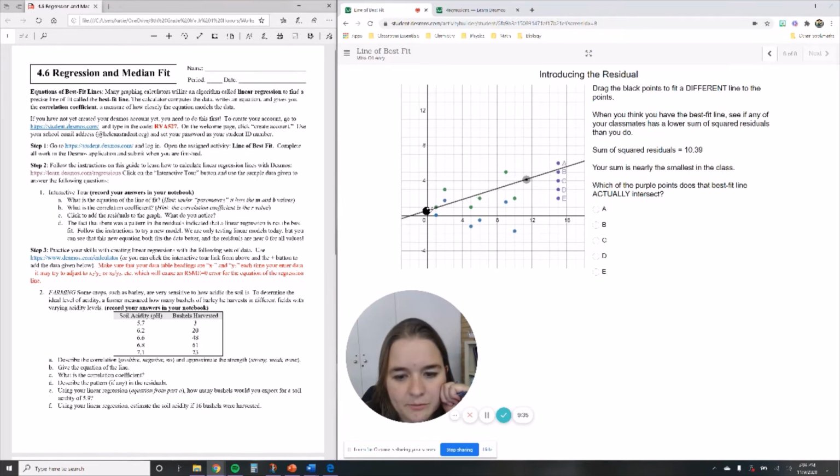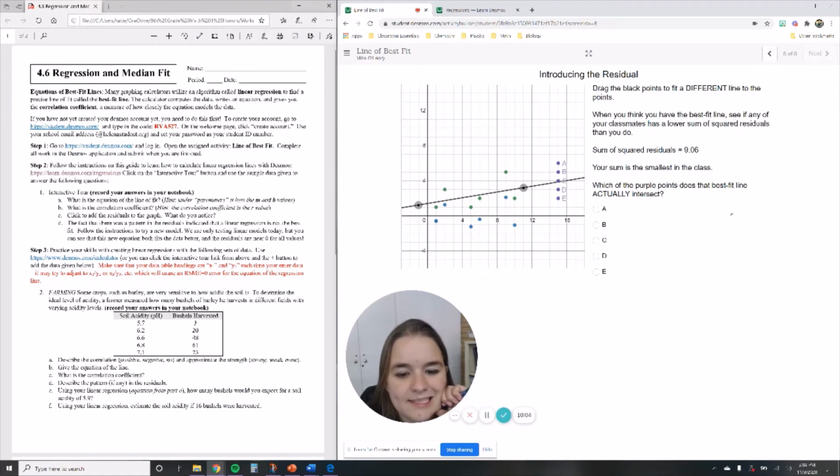I can drag either point here. Oh, it's getting smaller. If I take a look at those blue dots there, my residuals are moving, and I want them to be as close to 0 as possible, because when I square values that are close to 0, I'm going to get a final answer close to 0. So let's see, we'll go with that line there. That's a pretty small sum of the squares of the residuals. I've got 9.06. Right now, it's the smallest in the class because I'm the first person to complete this activity.